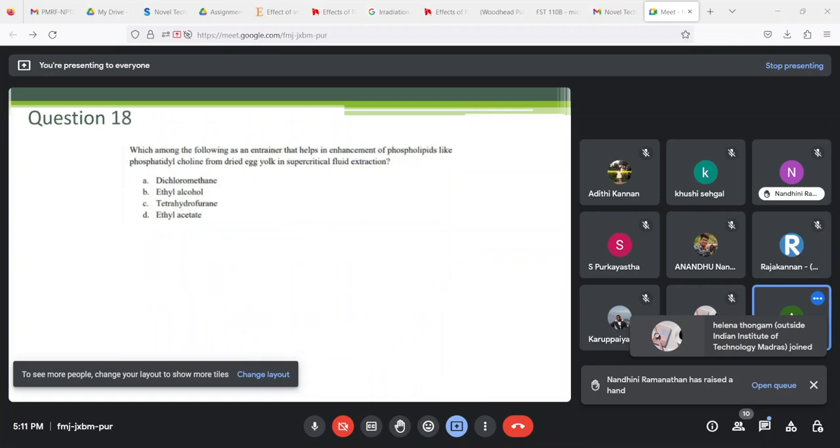Which among the following as an entrainer helps in enhancement of phospholipids like phosphatidylcholine from dried egg yolk in supercritical fluid extraction? So you have dichloromethane, ethyl alcohol, tetrahydrofuran, and ethyl acetate. So any clue what is the answer? And what is an entrainer first?